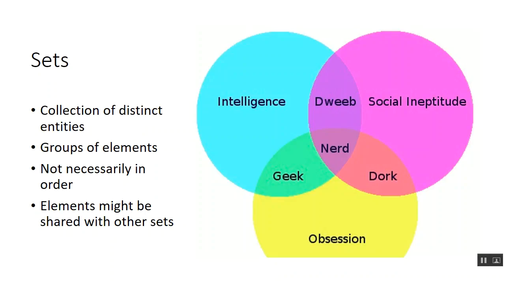And like it shows here, elements might be shared between sets. So what this is saying is that this cyan circle are all the people that are intelligent, and then this yellow circle is all those people that are obsessed. And if you're obsessed and intelligent, if you're in both, then you're a geek, or you might even be a nerd. And you can keep talking about it that way.